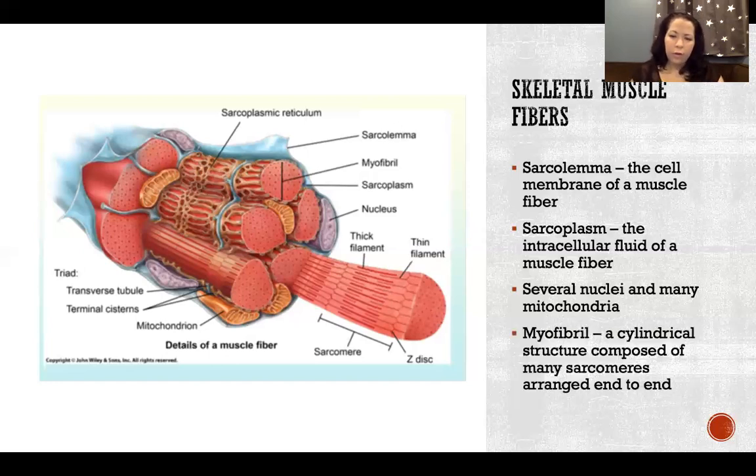So a myofibril is a cylindrical structure composed of many sarcomeres arranged end to end. In this picture, that's what we're seeing here being pulled out, these whole straw-like structures that are sort of bundled together here. Each of those straws in the bundle is a myofibril, and the myofibril is made up of sarcomeres that are end to end to end, going all the way the length of the fiber.